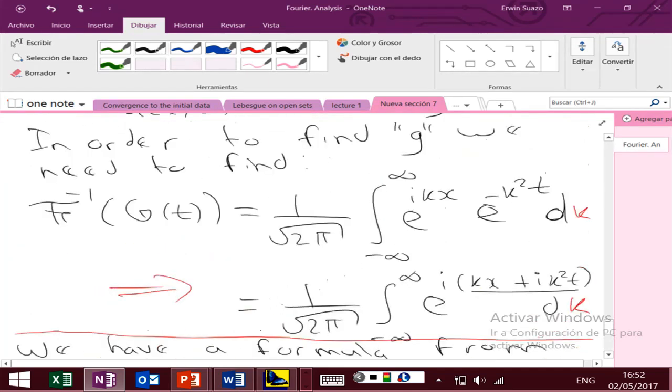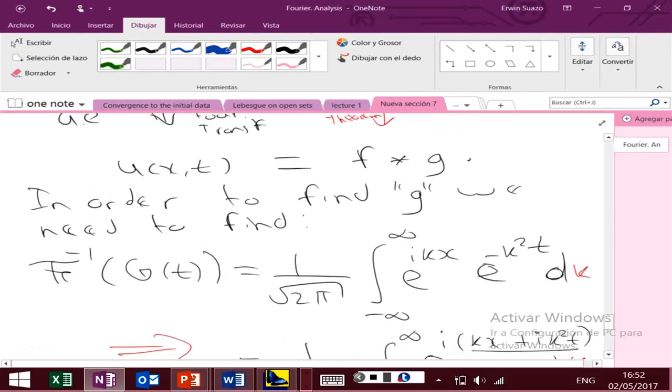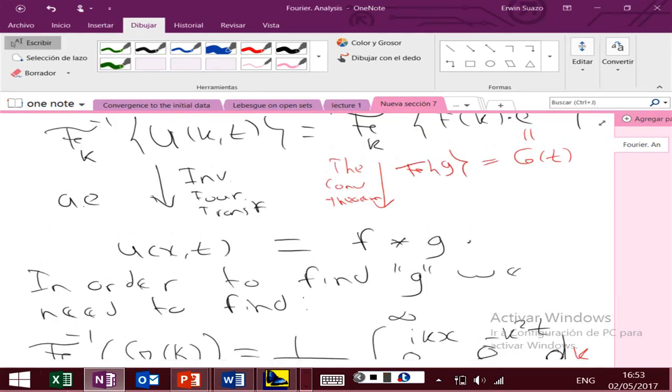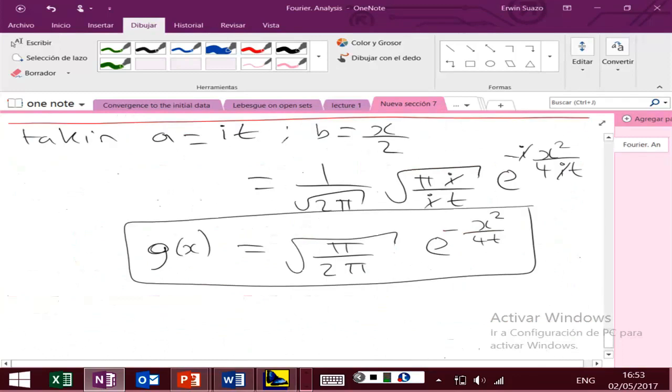So I have found my g of x, because f inverse of, not g of t, sorry, g of k. Sorry guys, because it is on k, not t. Okay, so now here my solution is u(x,t) equals f convolution g. That's my solution. So finally, that's my solution.